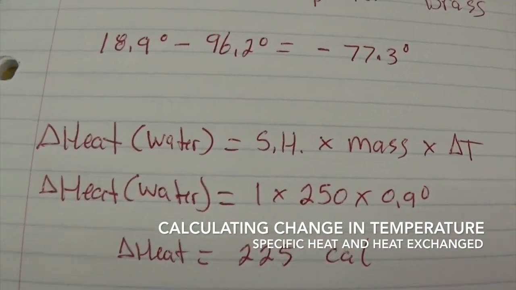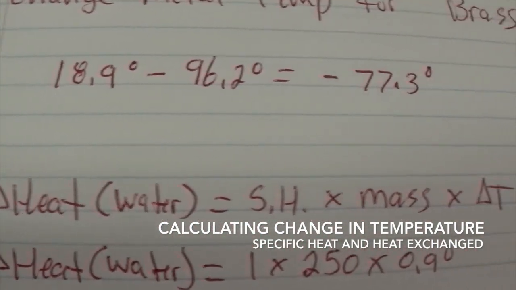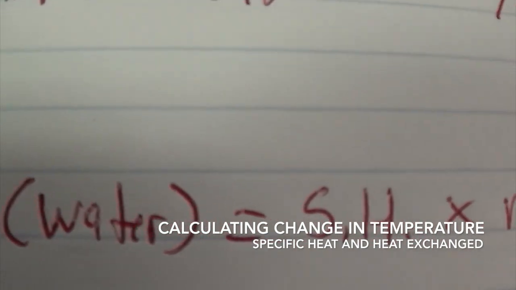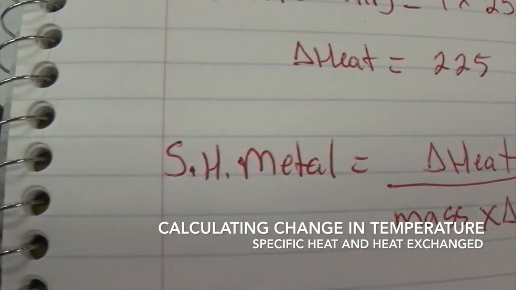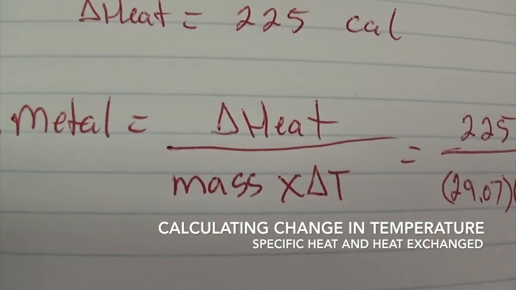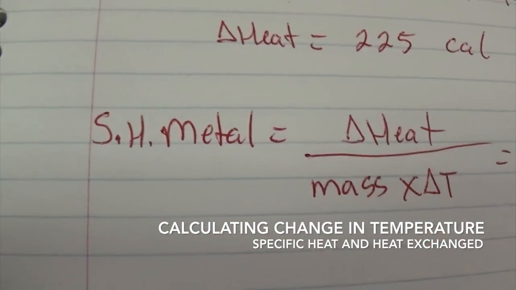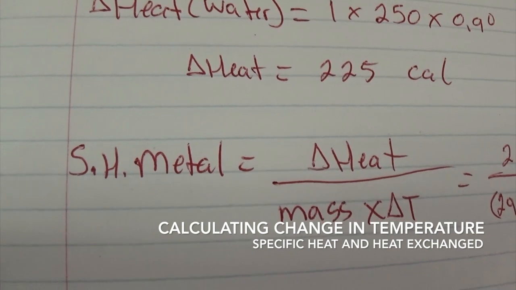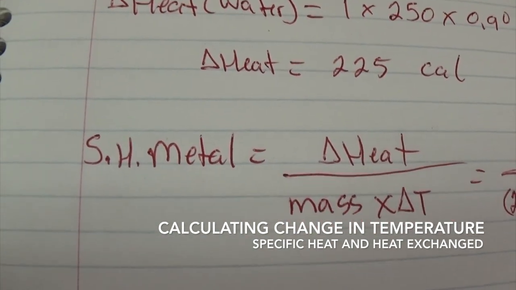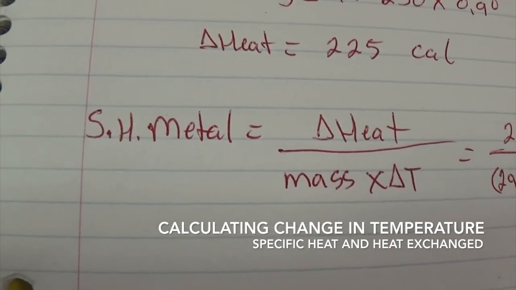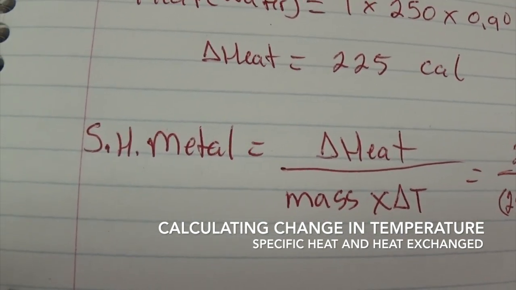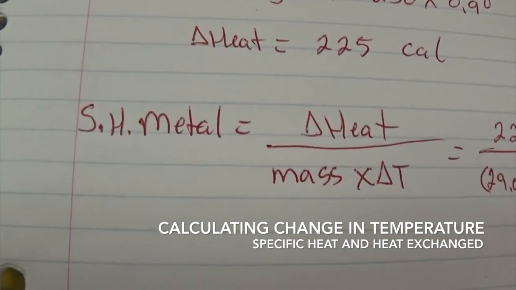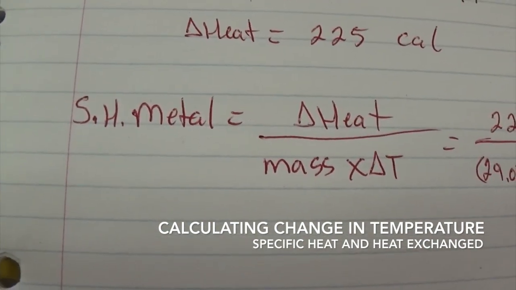Now, how do we find the specific heat of the metal? We take the same equation and we rearrange it and we solve for specific heat. If I do that, I get something that looks like this: delta heat divided by the mass times change in temp. Now all of these have to be relative to the metal. Fortunately, the change in heat is the same. However, the mass and change in temperature for the metal is not the same as the mass and change in temperature for the water. So we have to use that information as recorded in the data table.